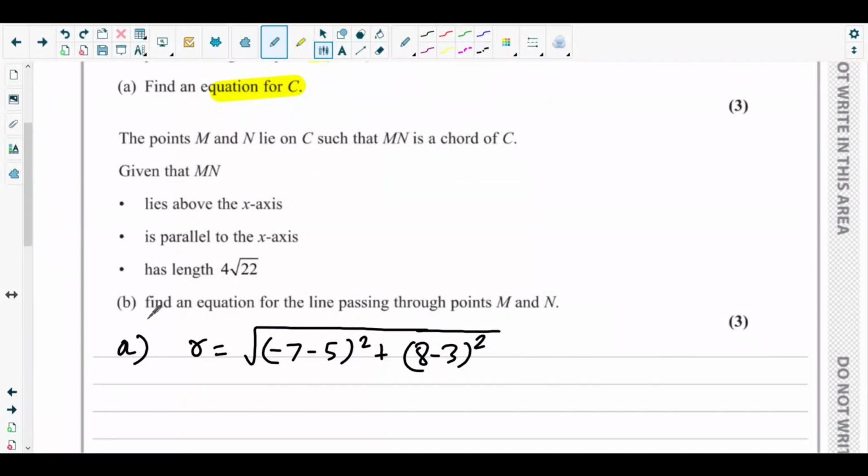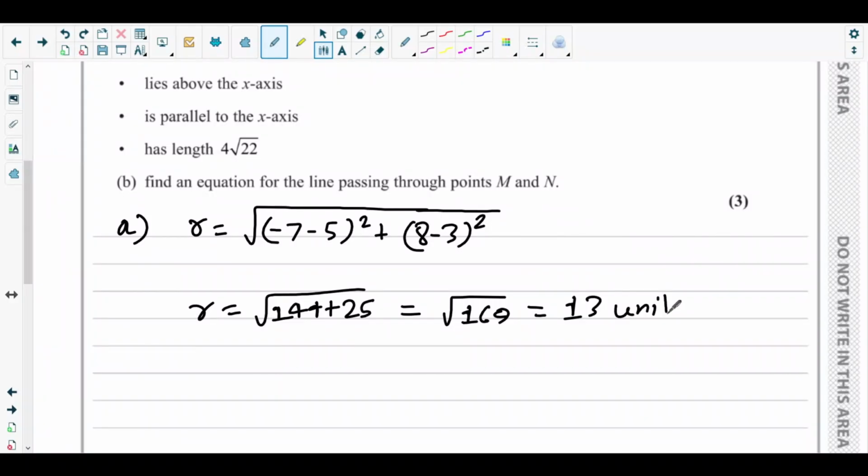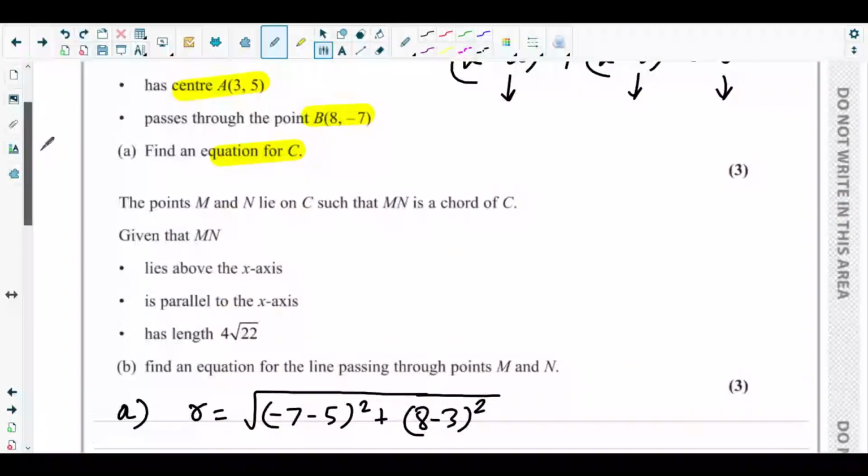So the radius would be the square root of (-12) whole squared, which is 144, plus 25. So this is the square root of 169, which gives you 13 units. The radius is 13 units.